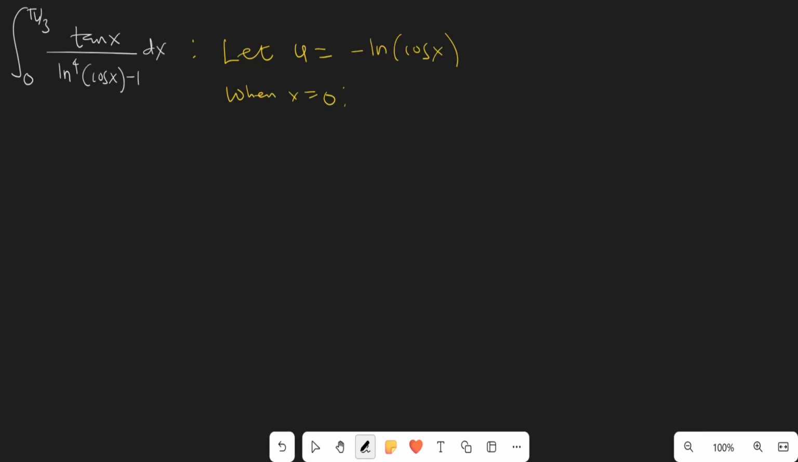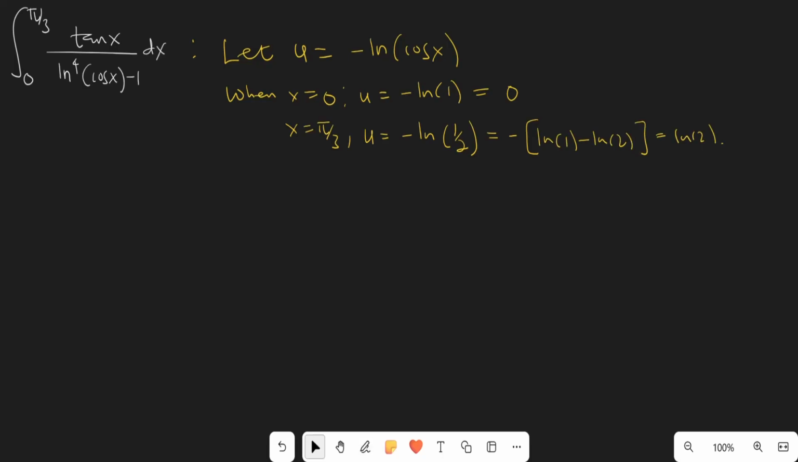When x is equal to 0, we have u equal to negative natural logarithm of the cosine of 0, which is 1. So cosine of 0 is 1, and then natural log of 1 is 0. So that's going to be 0. When x is equal to pi over 3, that is the upper limit, we have u equal to the negative ln of the cosine of pi over 3. Cosine of pi over 3 is cosine of 60, which is half. And that is really negative ln of 1 minus ln of 2, and that is going to be ln of 2. So our limits will change from 0 to ln of 2.